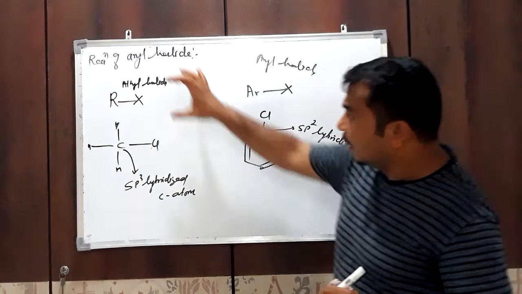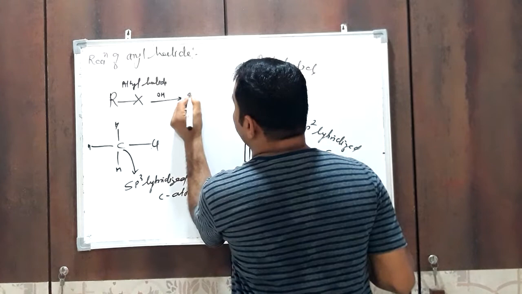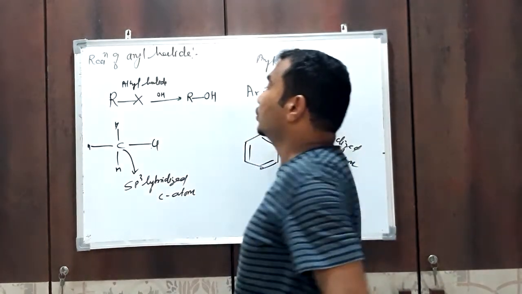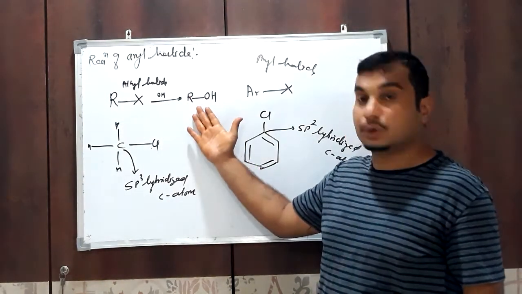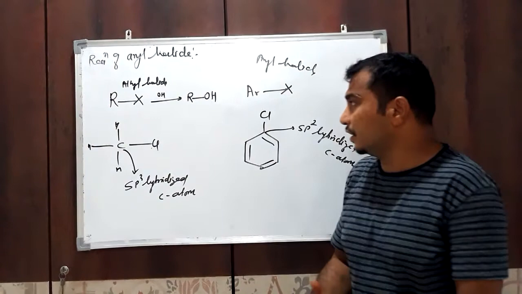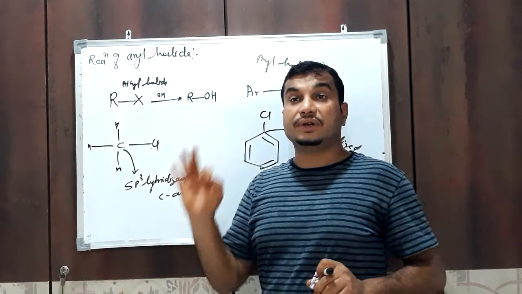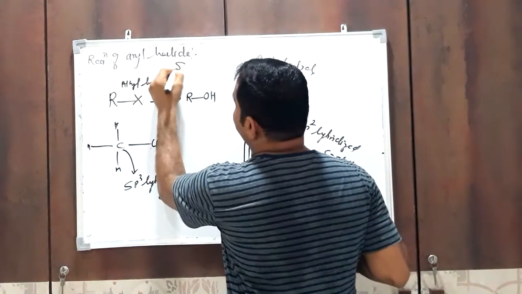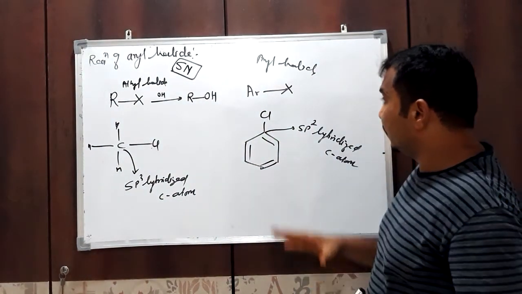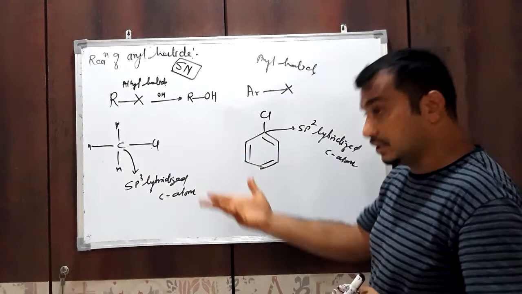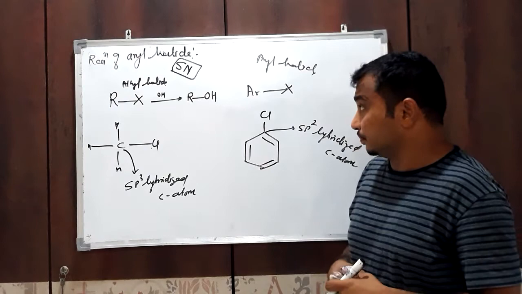Now we know alkyl halide easily undergoes nucleophilic substitution reaction. If we treat this with alcoholic KOH and heat, then you will get alcohol. Various examples we have already seen show that alkyl halide easily undergoes nucleophilic substitution reaction, or SN reaction. Now we want to discuss whether aryl halide undergoes nucleophilic substitution reaction like alkyl halide or not. So we will discuss that now.